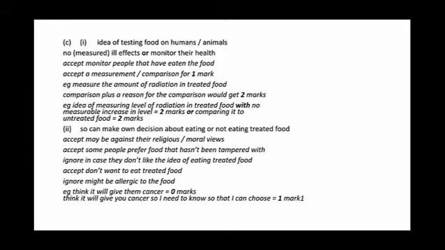It's so people can make their own decision about eating the treated food or not. You can say it might be against their religious or moral views. You can say that some people prefer food that hasn't been tampered with. You can't get a mark for saying if they don't like the idea of eating treated food. You can, though, say that they don't want to eat treated food. You can't get a mark for saying they might be allergic. That's not affected by radiation. They think it'll give them cancer also gets them no marks.